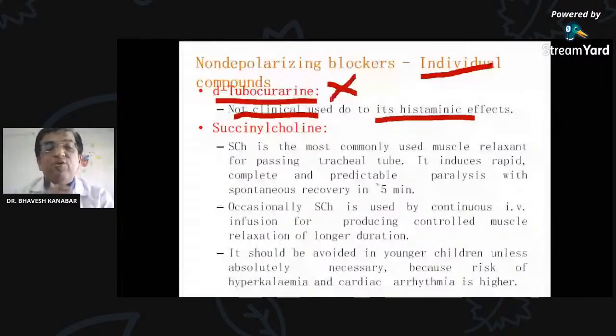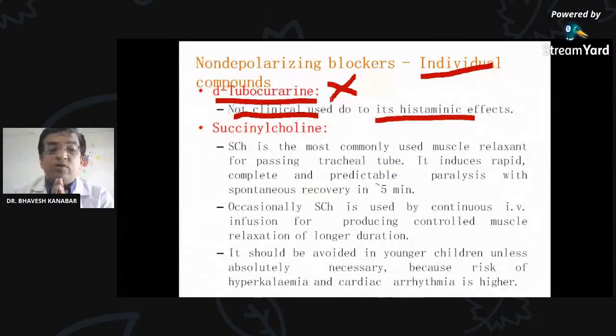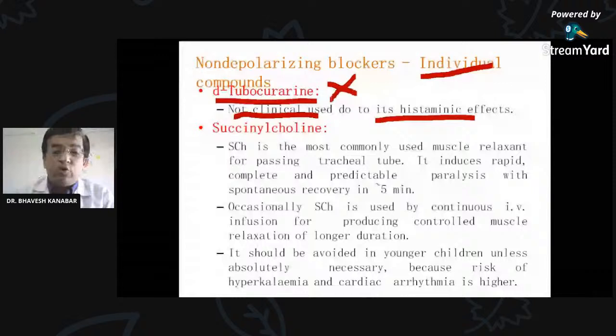Then you may be asking, sir, why are you teaching us this D-tubocurine? It is important to know. In pharmacology and medicine, what is not used and why it is not used, why this action is not important clinically, that should also be known, so that we can take care of that in our practice. So DTC is not used.